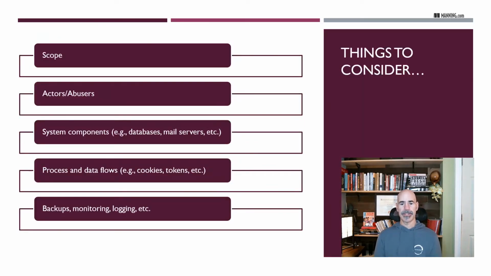So some of the things you want to consider, obviously, is scope. You want to make sure that you have all the pieces that are part of the system identified in the model. You want to identify the different actors and the abusers that might interact with your system. You want to get all the system components: database, web application servers, any kind of load balancers, and different configuration files that might be on file systems and so forth. You want to understand and identify all the different processes and data flows that are part of the system, and then any kind of backup or monitoring or logging components that are part of the system as well. Because again, all those things will come into play.